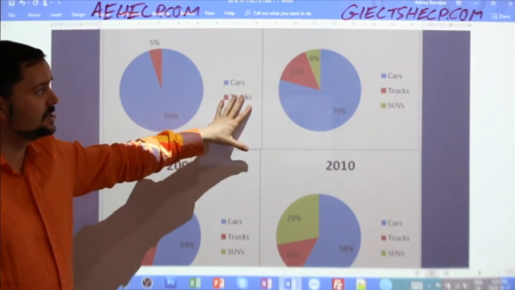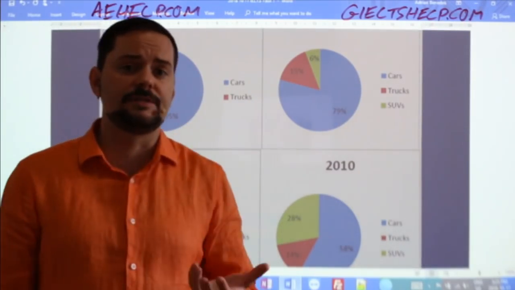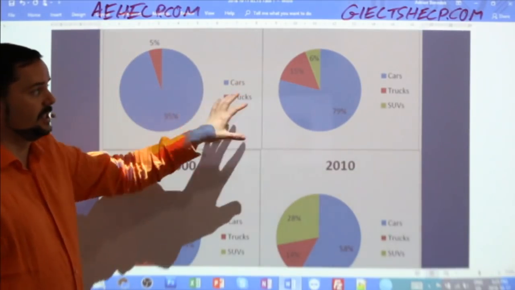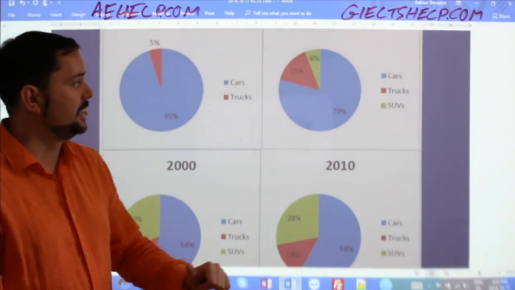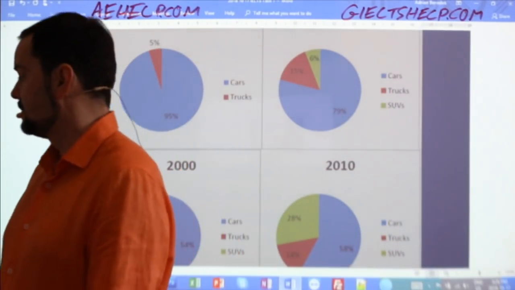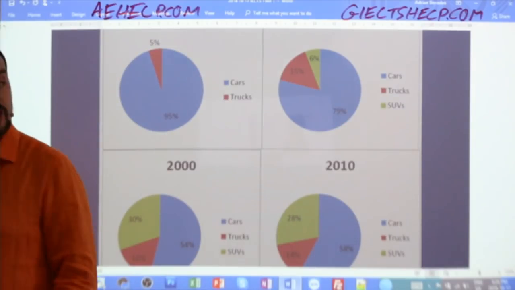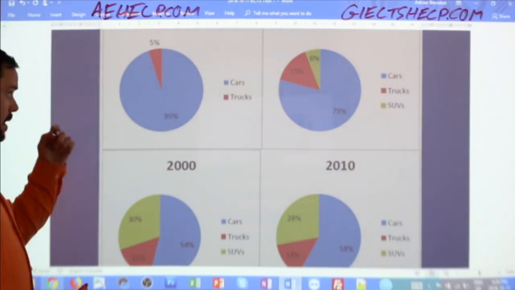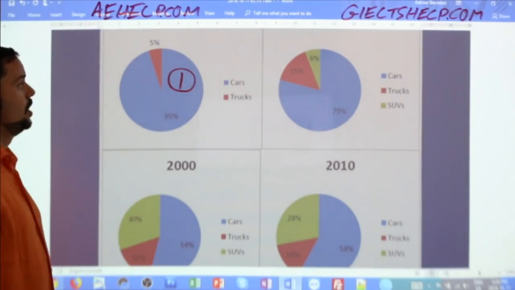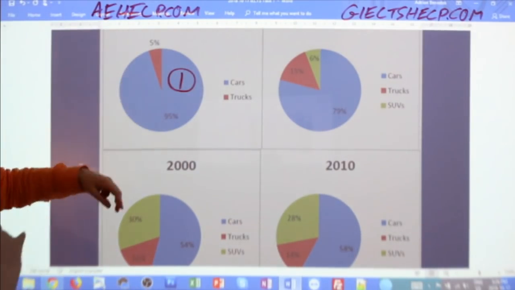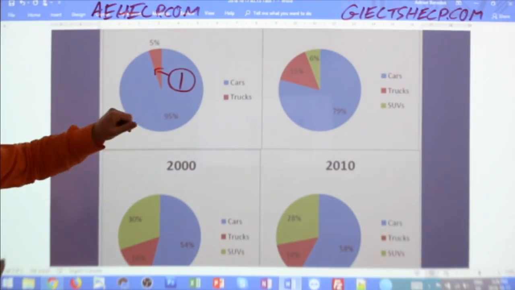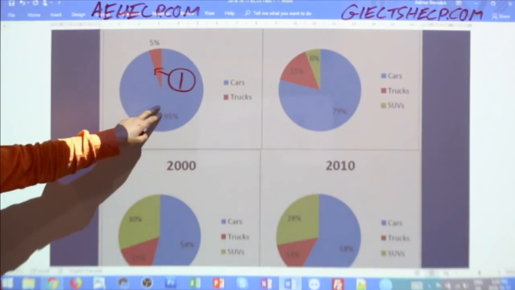I think for this, years make a lot of sense, because it's the popularity of cars sold according to years. So I think years is going to be a little bit easier than vehicle types, but I do think that you could do it by vehicle types as well. So let's mark our points of comparison. My first point is the very dominant sale of cars and very minor sale of trucks in 1990. Okay, or sorry, 1980.